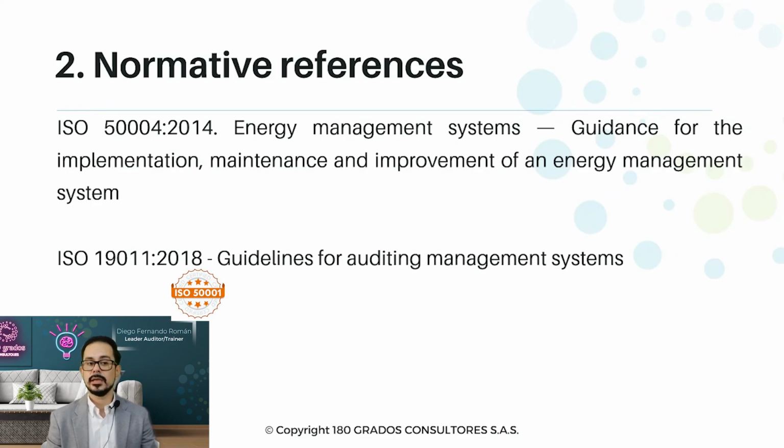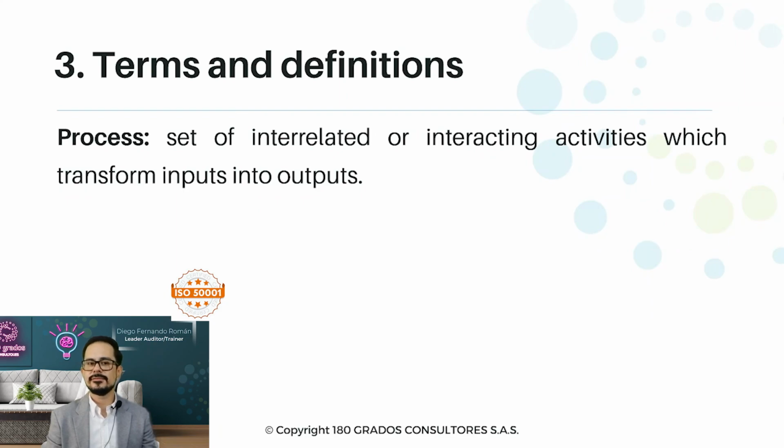energy management system. However, while there are no normative references, ISO 50001 does recommend some other ISO standards. These include ISO 50004 on the implementation of ISO 50001 and ISO 19011, and this is the most important standard for audits. Okay, let's now delve into the terms and definitions used in ISO 50001. Understanding these terms is crucial for effectively implementing and maintaining an energy management system.